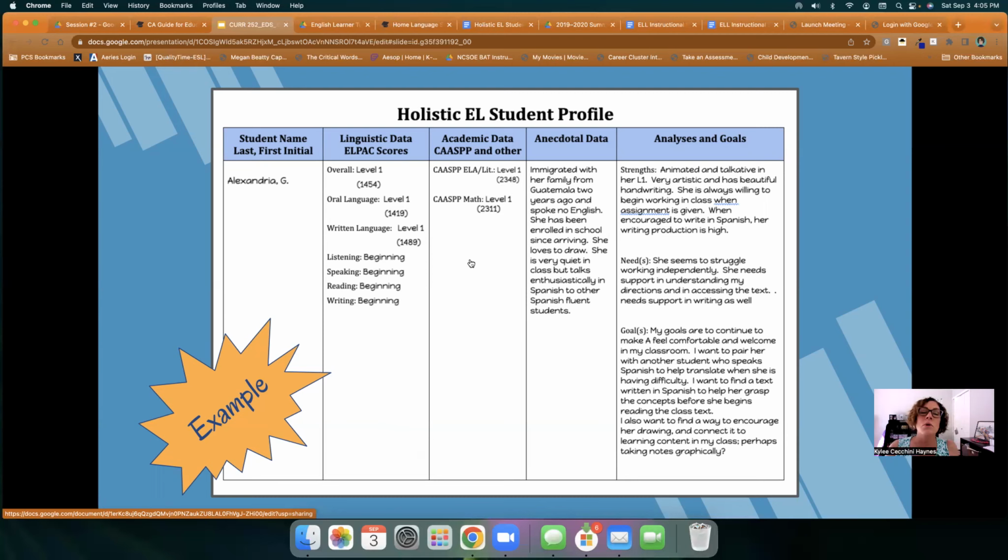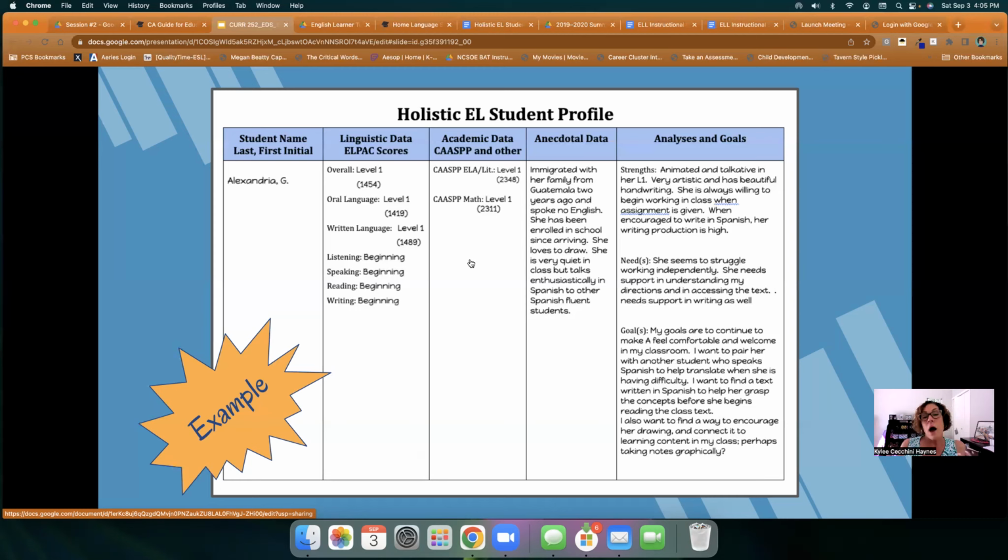All right, so anecdotal data. Well, what do I know about Alexandra? Well, she immigrated with her family from Guatemala 2 years ago and spoke no English. She's been enrolled in school since arriving. She loves to draw. She's very quiet in class, but talks enthusiastically in Spanish to other Spanish fluent students. Okay, so this is what I've learned about her, and about her family, about how long she has been here, something that she loves to draw.